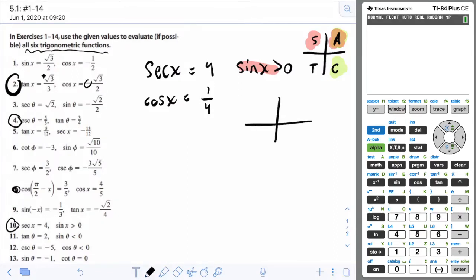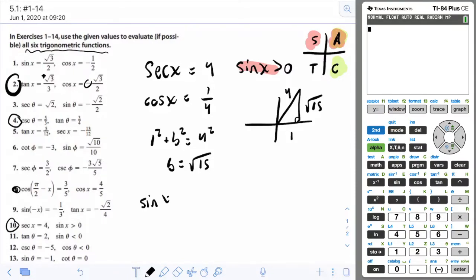So if you wanted to draw this out, make a right triangle. We already know that cosine is 1 over 4, so maybe just to make this a little bit more accurate, adjacent over hypotenuse, and we could find our third side just by using the Pythagorean theorem. So if you just do a quick 1 squared plus b squared is equal to 4 squared. 4 squared is 16 minus 1, so b is going to be the square root of 15. So by having that, you should be able to find your other trig functions. So we'll just do a quick sine x is going to be opposite over hypotenuse.